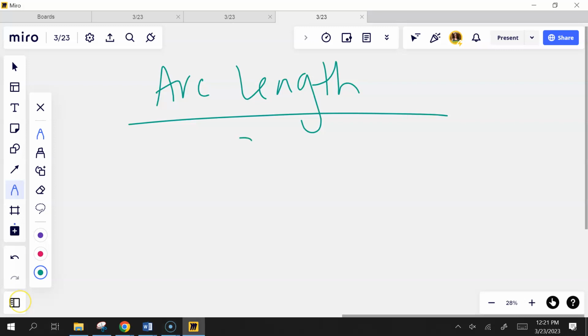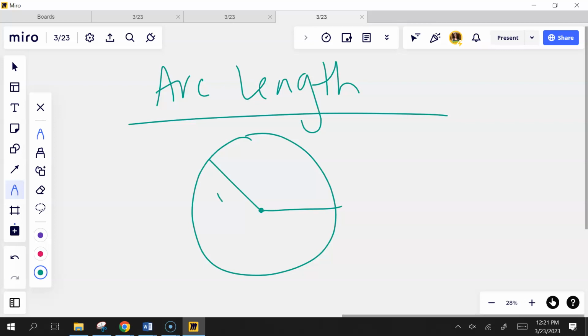Let's take our same circle, right, Brian? The same circle. That is the radius. Good observation. That's the radius. This angle is called... angle. Close. Angle and arc.